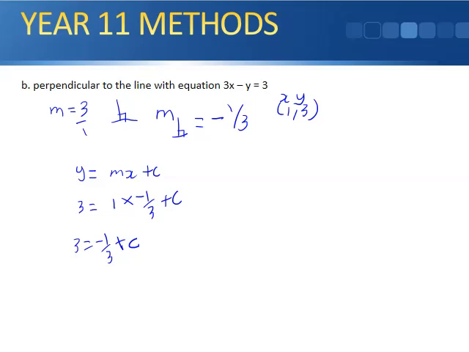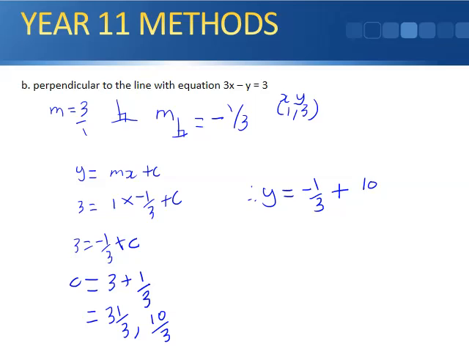And therefore I get c equals 3 plus a third. 3 plus a third gives me 3 and 1/3, or you could have it as 10 on 3, whatever you want. Therefore, my rule is y equals negative a third x plus, and I'm going to leave it as 10 on 3.